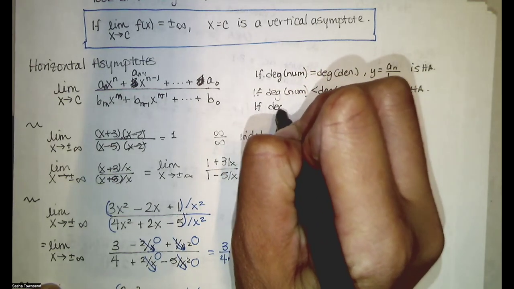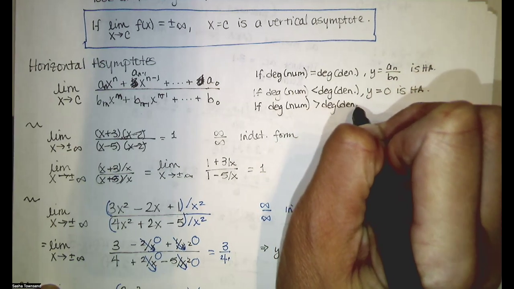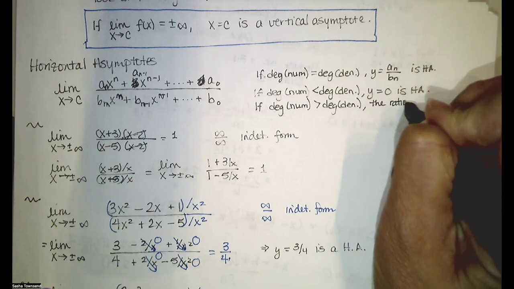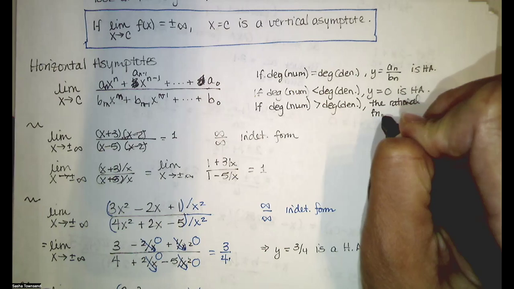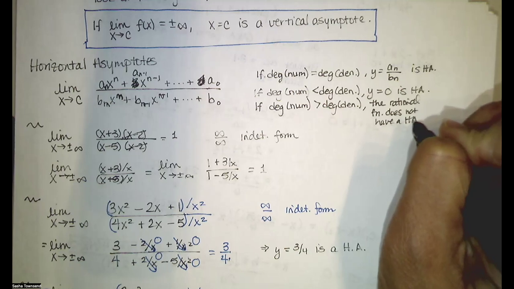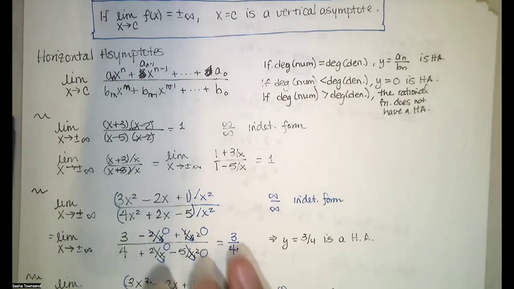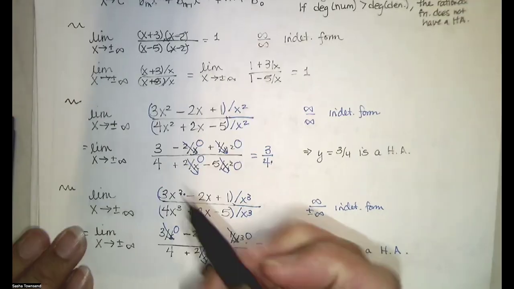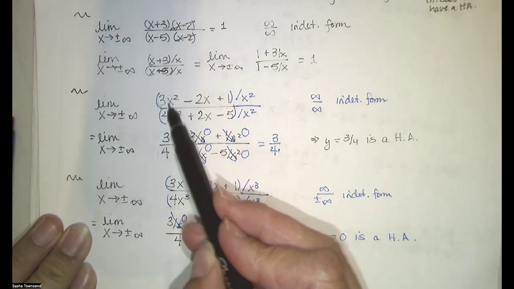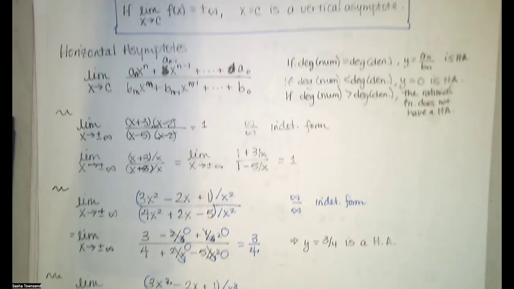And if the degree of the numerator is greater than the degree of the denominator, the rational function does not have a horizontal asymptote. The function value is going to go to either positive or negative infinity as x goes to positive or negative infinity. And that sign will be determined by the signs of the coefficients and the signs of the leading term of the degrees in the numerator and the denominator.